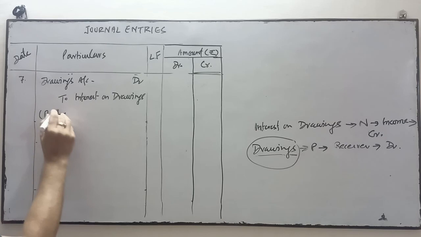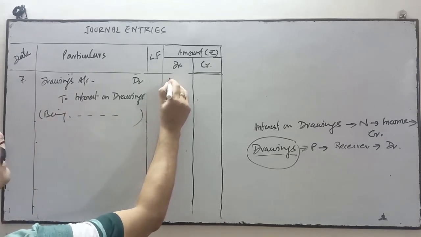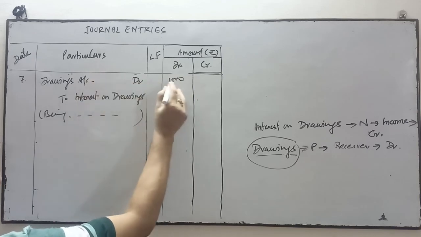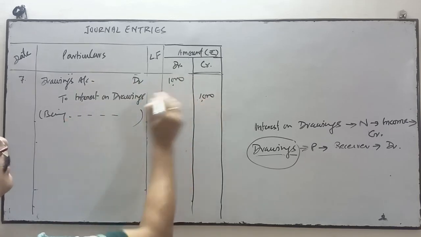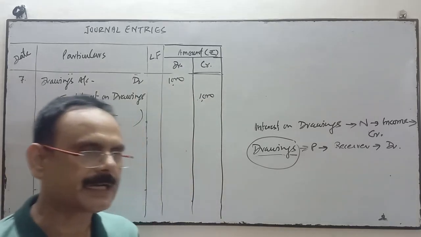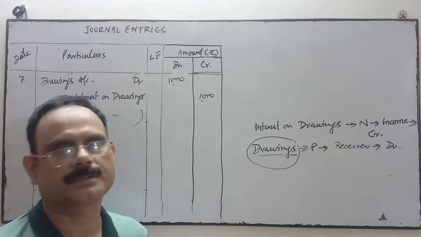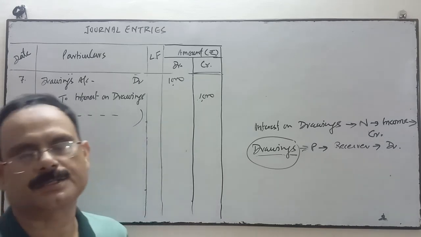Narration will be very simple. You write the narration over here. It is an amount of rupees 1000 debit in front of drawing, and in front of interest on drawing, on the credit side, we will write 1000. Narration will be very simple: being interest on drawing charged.